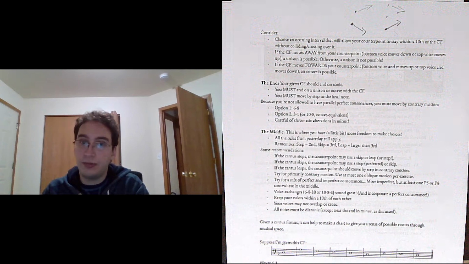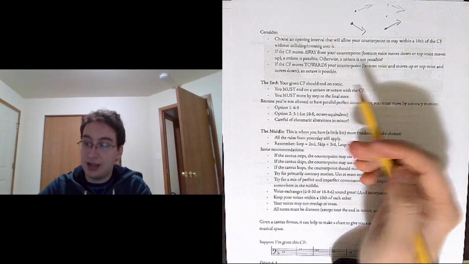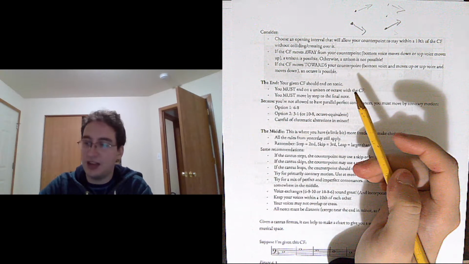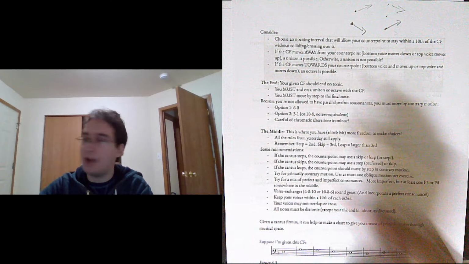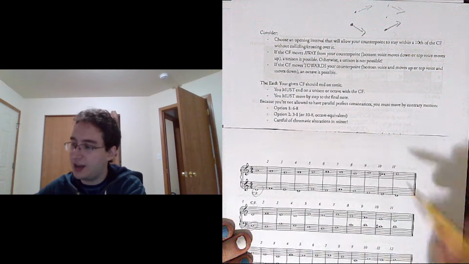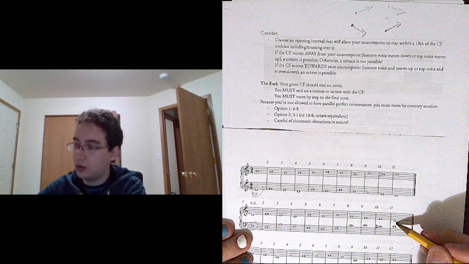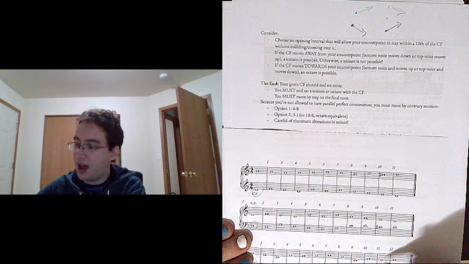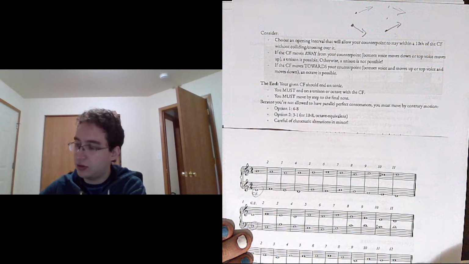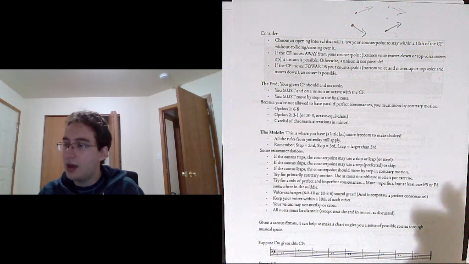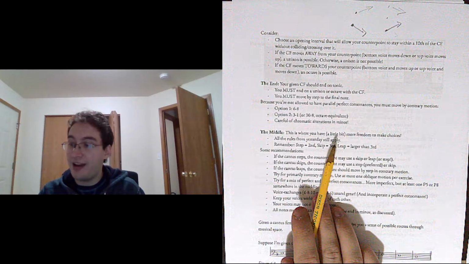At the end, the given melody must end on tonic, and you must end on a unison or octave. So you must end on scale degree 1, and you must move by step to the final note. So if you look at the examples, they all do that. Seven, one, two, one, seven, one, two, one. They all move by step. Beautiful.